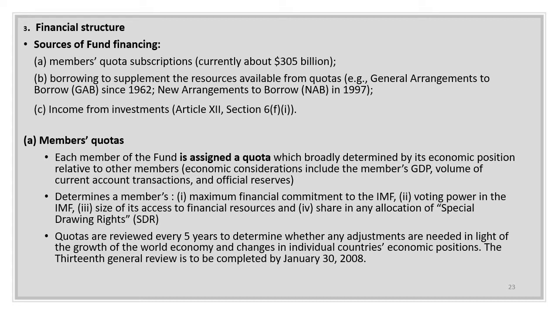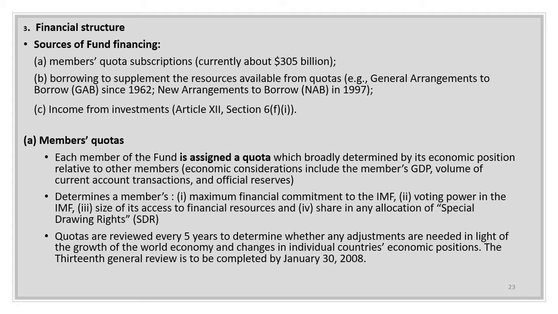Looking then at the financial structure, first we look at the sources of funding. Again, members' quota subscriptions, currently about $305 billion, and then borrowing to supplement the resources available from quotas according to the General Arrangements to Borrow since 1962 and the New Arrangements to Borrow in 1997, as well as income from investments. So the three sources of funding, again, are the members' quota subscriptions, the ability to borrow supplemental resources through arrangements provided in the articles, and income from investments.